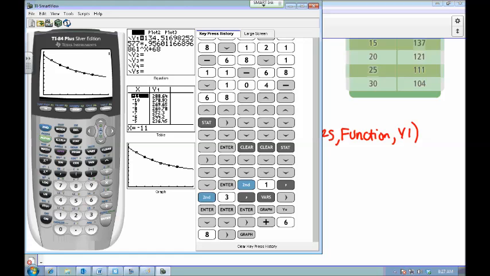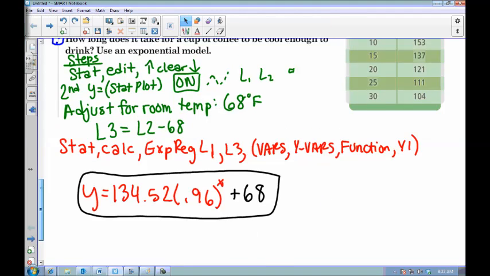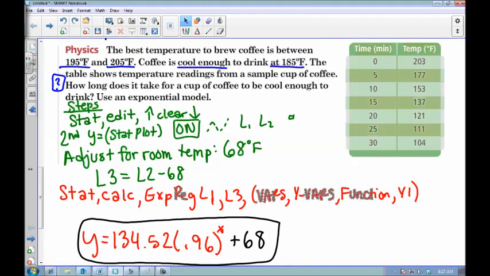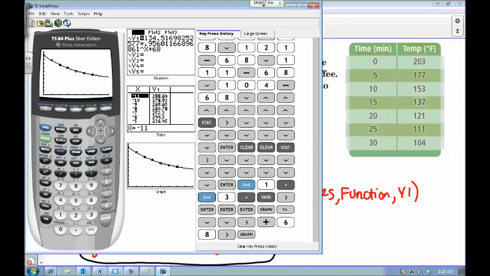All right, did we answer the question that was given in the problem? I don't think we did, guys. We found an equation, but what was the question? How long does it take for what? To be cool enough to drink. What's the temperature to be cool enough to drink? 185. So we can use our calculator to do that.